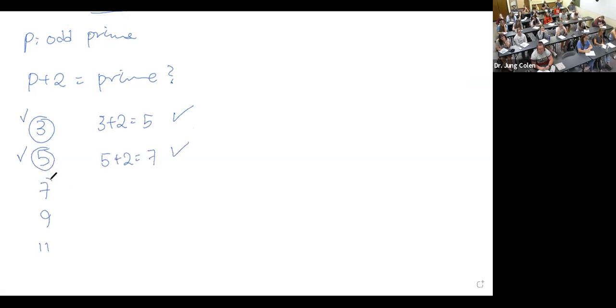Now 7 is an odd prime, so it's a good candidate. Let's see, 7 plus 2 is 9. Is it a prime? 9 is not. We just talked about it, because there's 3 as a factor as well. So 1, 3, 9, there are 3 factors, not only 2. So it's not true. The if statement was true, 7 is an odd prime, but the conclusion was wrong. So it is a counterexample.